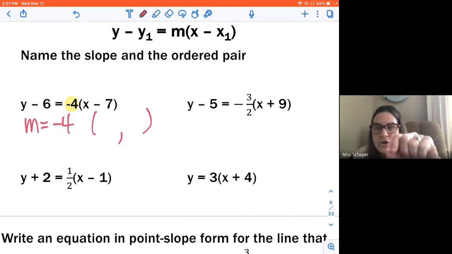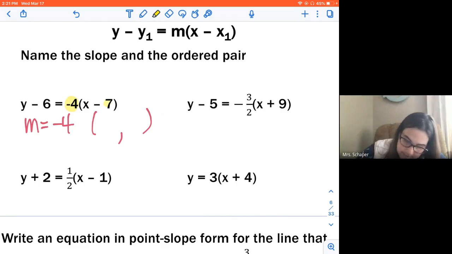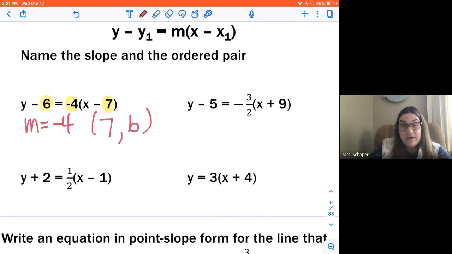And my ordered pair, now listen here, this is important. When you're finding your ordered pair, you take the opposite sign in front of the number. So when I look at this, 7 and 6 are my x and my y. It's minus 7, which means x is positive 7. It's minus 6, which means that my y is positive 6. All right, so (7, 6) is my ordered pair.